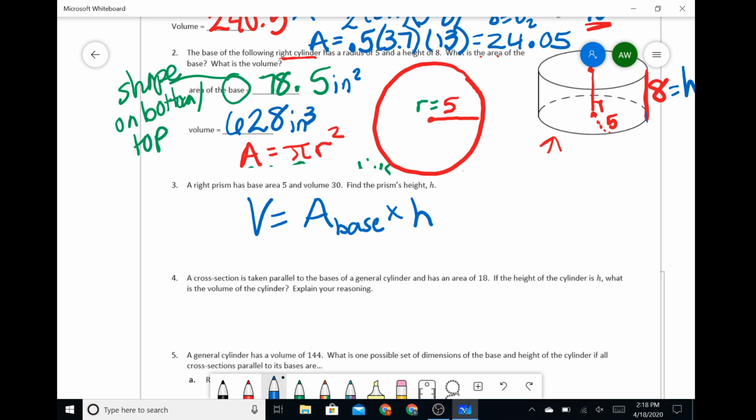Right. So our volume is 30, right? So 30 is equal to the area of our base, which is 5. And then we're trying to figure out what's the height. So the question here is, what number am I going to multiply the 5 by to get to 30, right? What height will give me 30? I'm going to give you a minute to figure that out, Nishan. And you can go ahead and type your thoughts into the comments.